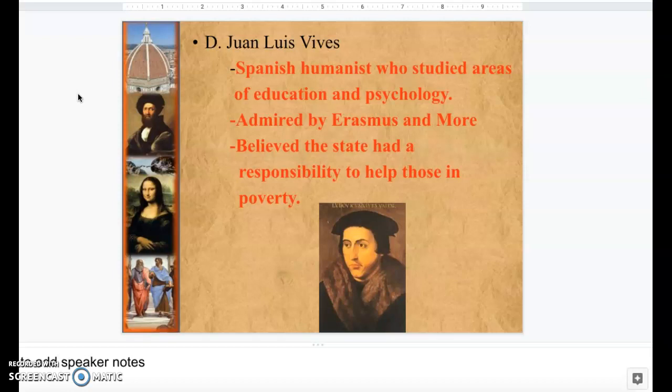Erasmus stands out from these other two examples because his focus was reforming the church, whereas More and Vives, they focus more of their writings on improving society. So make sure you realize that when you are studying these specific examples of northern humanist writers.